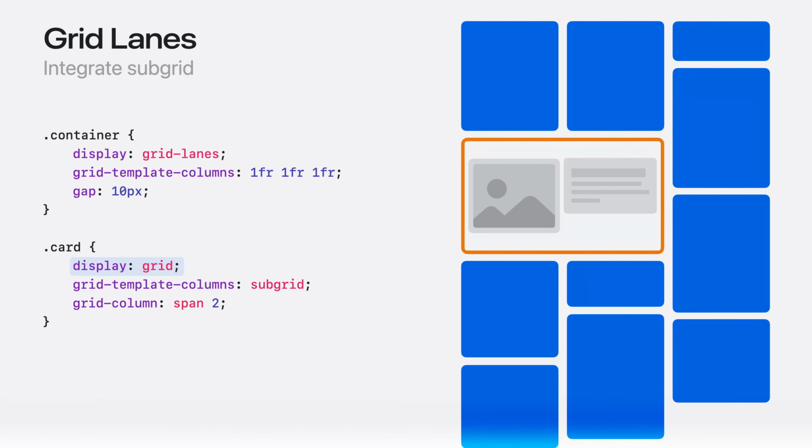And you can nest them however you like. A regular grid inside a Grid Lanes container, or the other way around. The same tools and syntax you already know carry over. So Grid Lanes just fits right in.